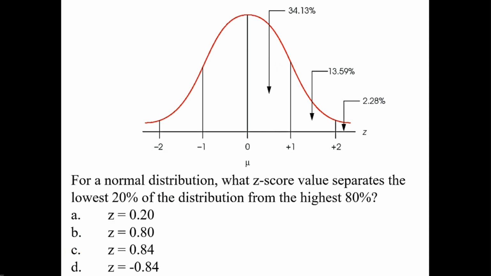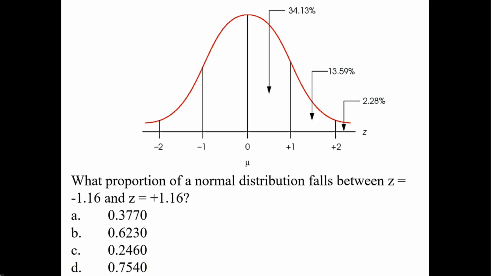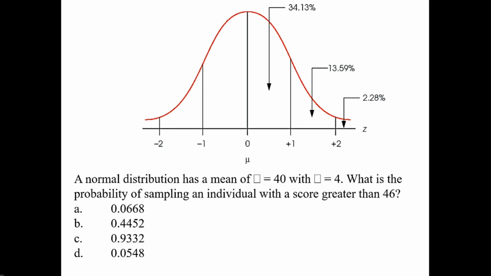All right, there's a lot of these questions. In a normal distribution, the z-score, the value that separates the lowest 20% from the highest 80%? So we have to find where 20% of people are here, and it's probably going to be right around minus 0.84. All right, I'm going to skip over a few of these.